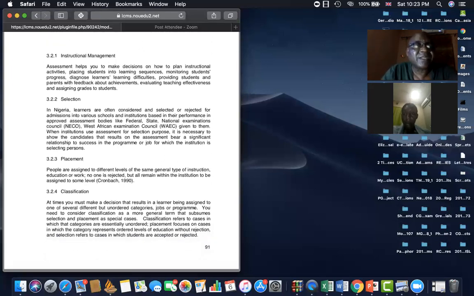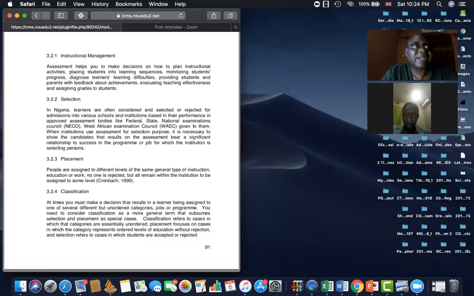Now, what is the importance of evaluation or assessment? One, it helps in instructional management. For example, if I'm giving you assessment and feedback, it helps me to know whether you are learning or not. If you have learning difficulties, I should be able to diagnose them, and I can use the report of such evaluation to replan what we are going to do in the next semester. So that's why we say assessment helps to make plans and decisions on instructional management or activities.